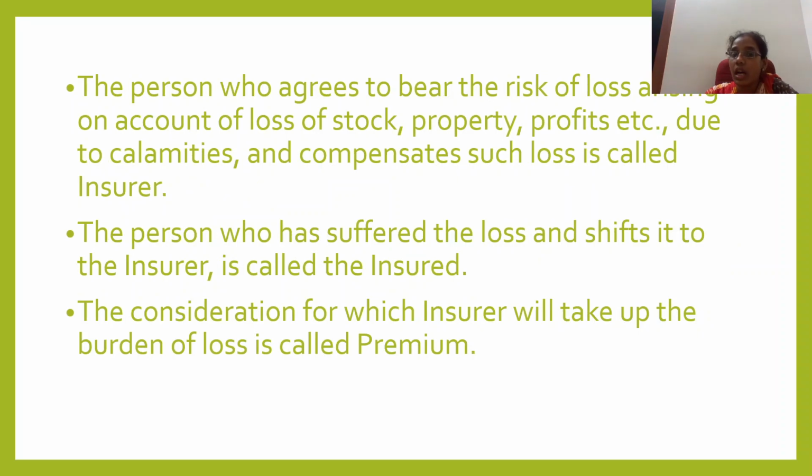The person who agrees to bear the risk of loss arising on account of loss of stock, property and profits due to natural calamities or any other calamities, and compensates such loss, is called the insurer. The insurer is the one who agrees to bear such losses caused by calamities. The person who has suffered the loss and shifts it to the insurer is called the insured.